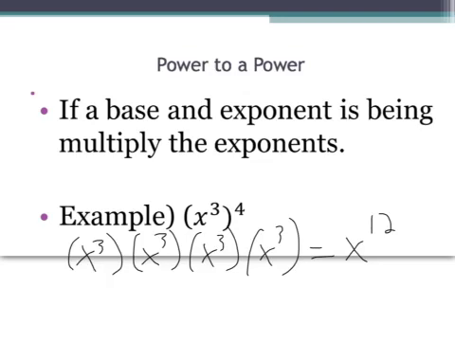The shortcut, you just do x to the 3 times 4 power, and 3 times 4 also is 12. Right. You don't have to write it out, just multiply your exponents.